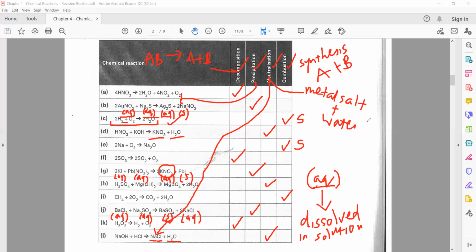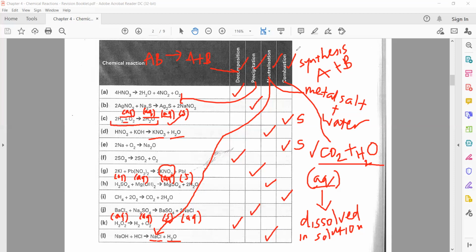And the last one is combustion. In most of our examples that we've gone through with combustion, particularly with combustion of hydrocarbons, the main kind of products that we see there are carbon dioxide and water. So if you get any equation that's got carbon dioxide and water as the products on the right-hand side of the arrow, then you know automatically that that is a combustion reaction.